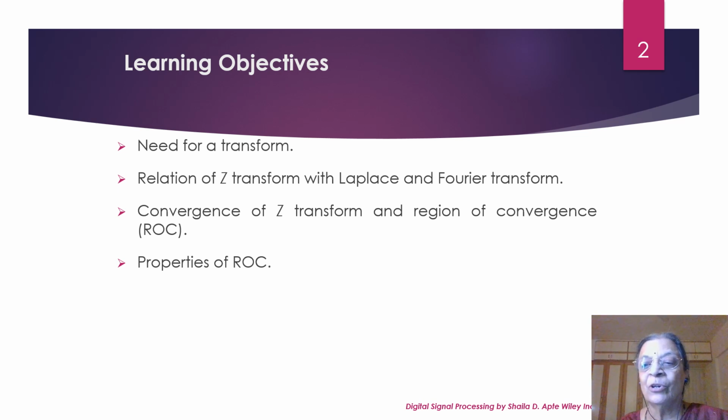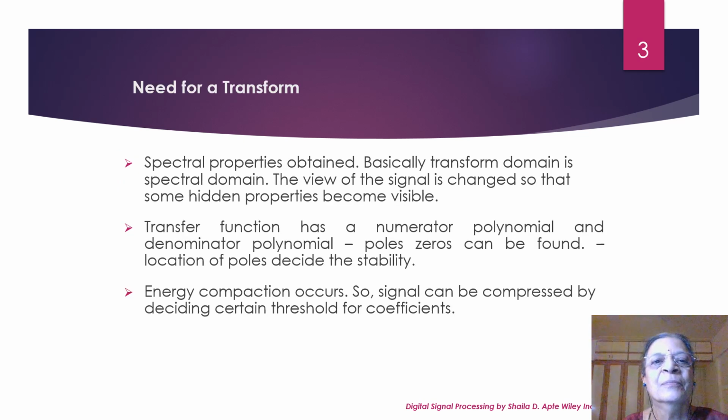Firstly, let us see what all we discuss in this particular lecture. First one we'll discuss is the need for a transform, why transform is required. Then we'll consider the relation between Z transform and Laplace transform, then Z transform and Fourier transform. Then we'll discuss the convergence of the Z transform and the region of convergence. And then we'll finally consider properties of ROC, region of convergence.